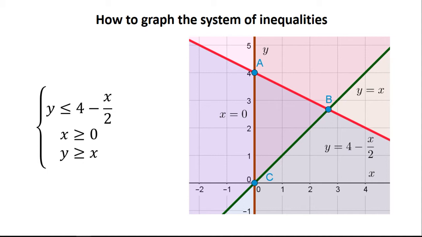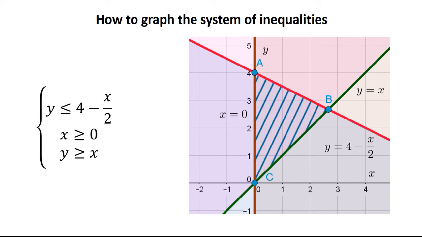In other words, we must find the area on the plot with points whose coordinates we can plug into any inequality of the system, and it would have to be a true statement. This area is the place where all the marked areas overlap. So it's right here, and that is the answer.